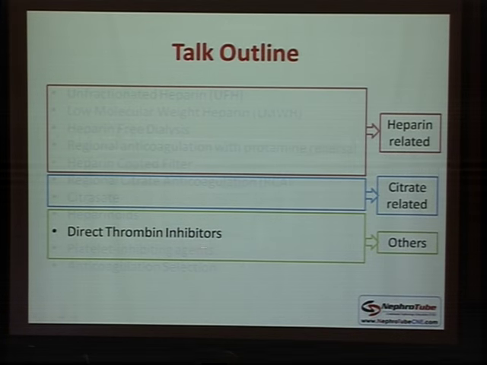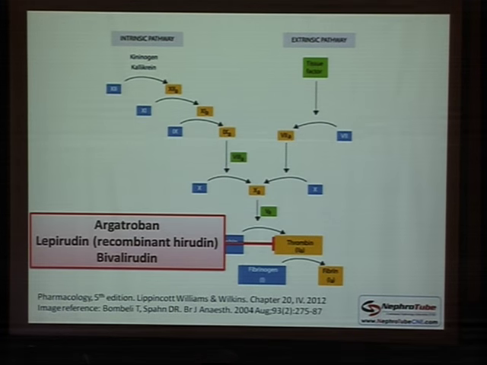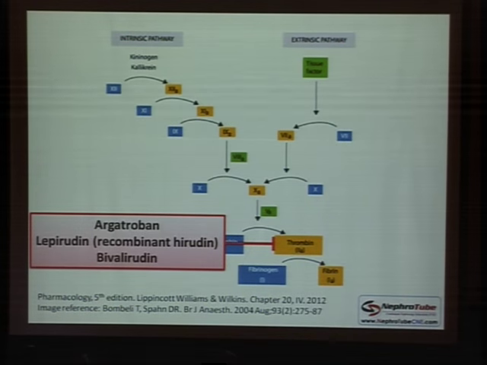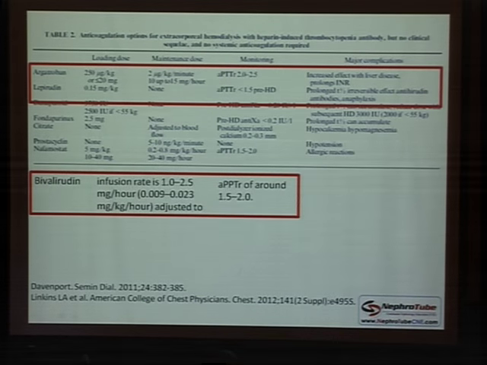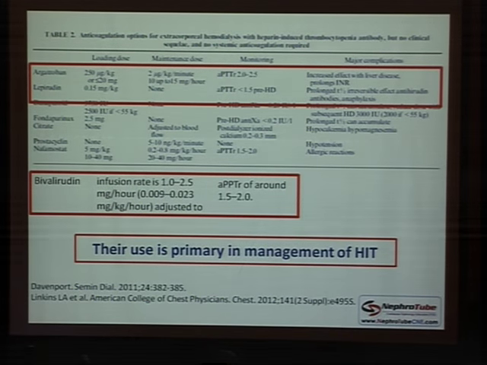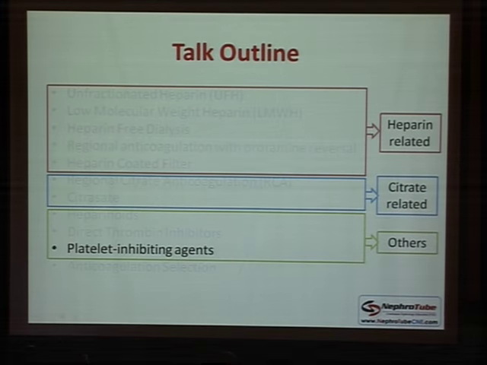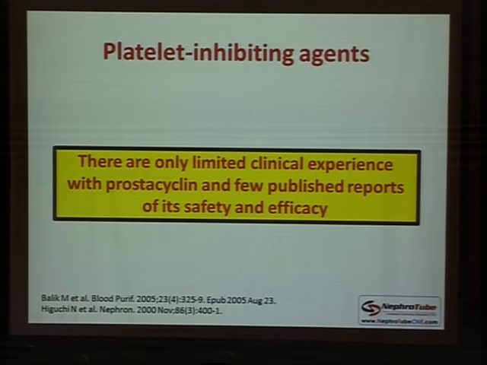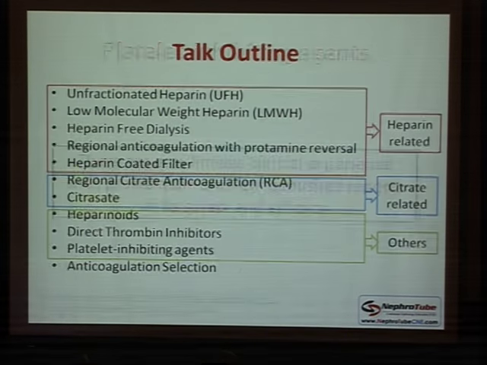Other drugs are direct thrombin inhibitors, such as argatroban, lepirudin, which is not present now and was replaced by recombinant hirudin, and bivalirudin. These are antithrombin agents. Again, the most important side effect is that they have a prolonged half-life in our patients, and their primary use is in the management of heparin-induced thrombocytopenia. Finally, platelet inhibiting agents, mainly prostacyclin. There is only limited clinical experience with prostacyclin, and a few published reports of its safety and efficacy.